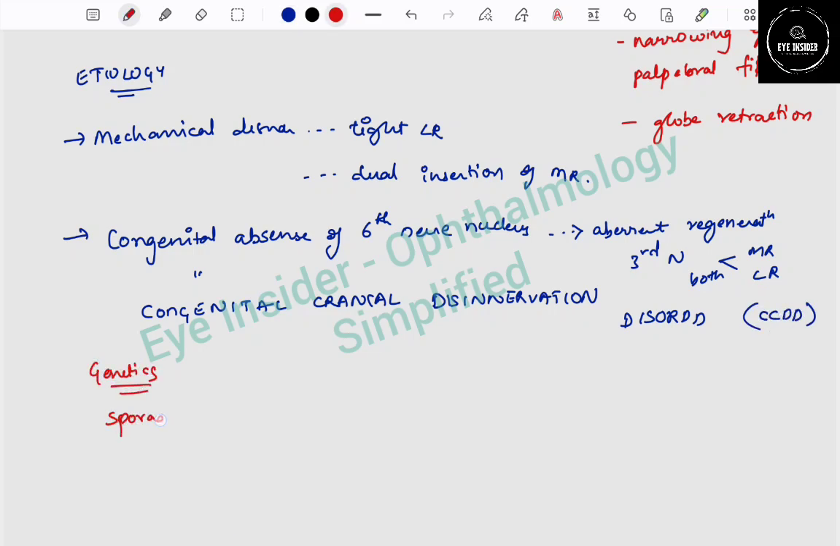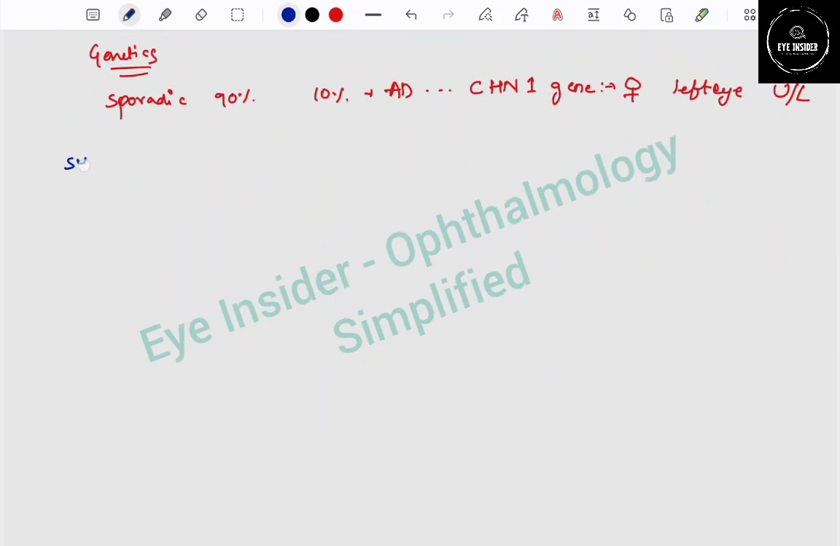Coming to the genetics, most of the cases are sporadic, while 10% are autosomal dominant, involving the CHN1 gene. It affects females more, is more common in the left eye, and is usually unilateral. It has systemic as well as ocular associations.